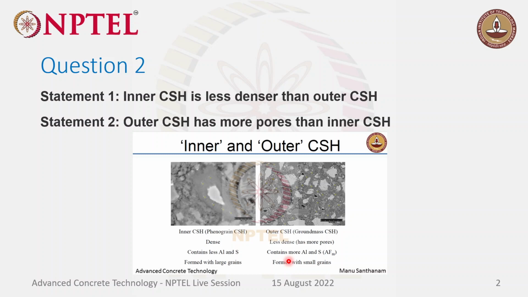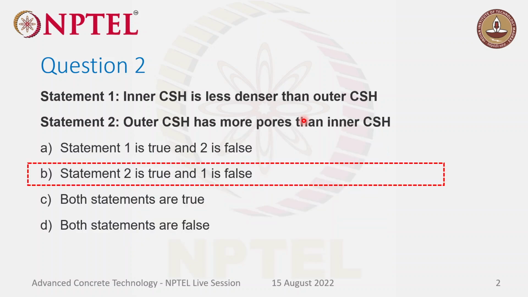Thank you. So, which means the first statement, inner CSH is less dense than outer CSH, is not true, because outer CSH is less dense. Then, outer CSH has more pores than inner CSH. Yes, outer CSH has more pores. So obviously statement 1 is false and statement 2 is true. For this question there were more mixed responses from the class. So I hope you got it clear now. So the correct answer is option B.